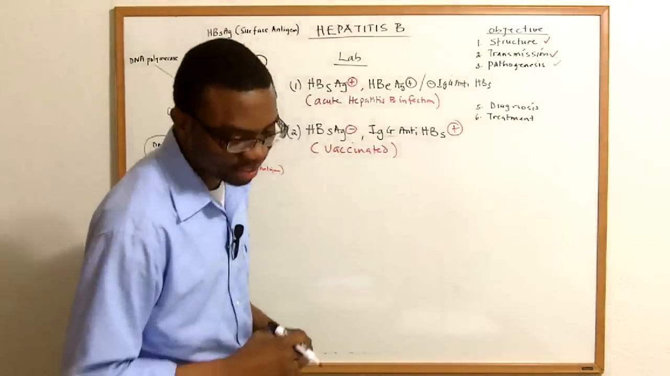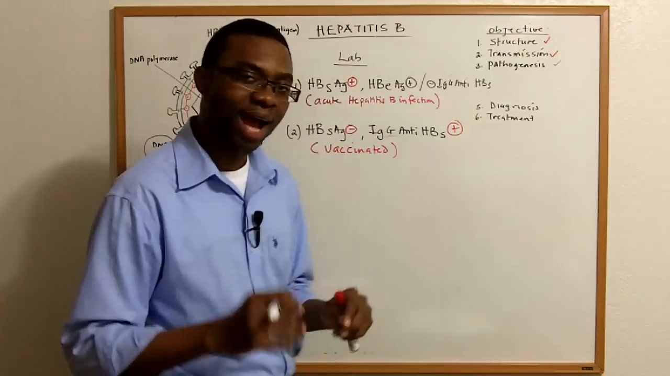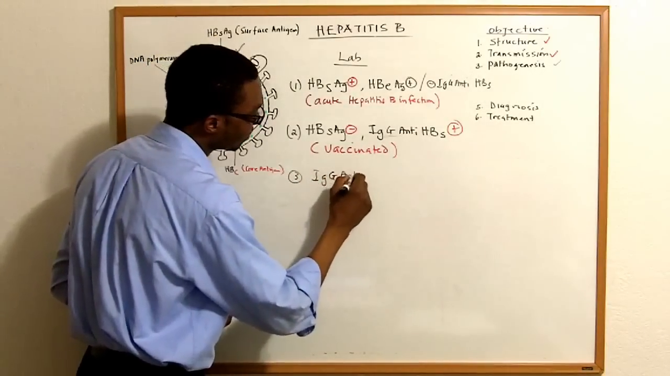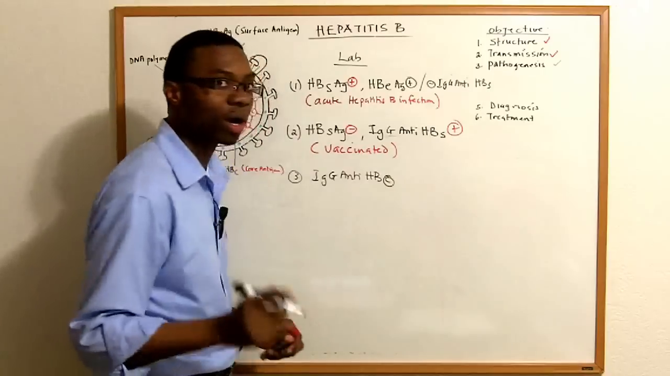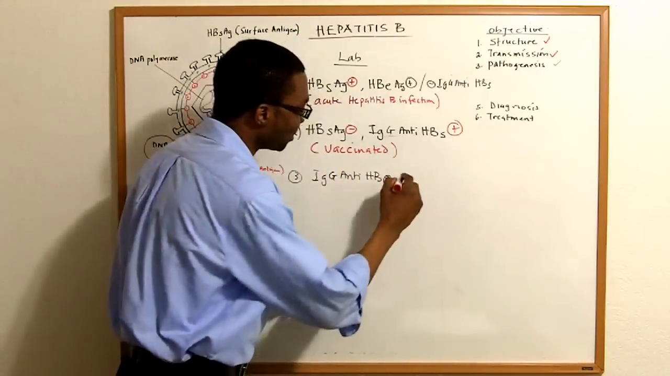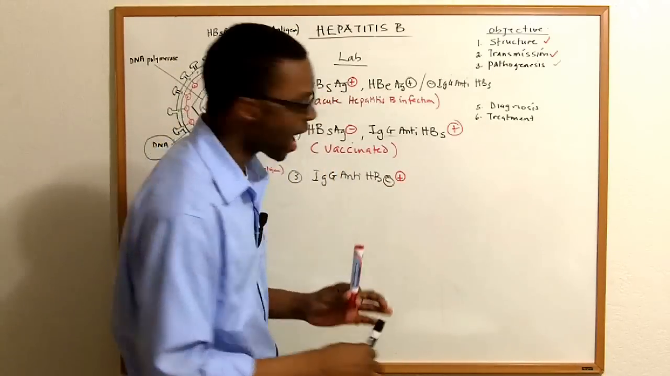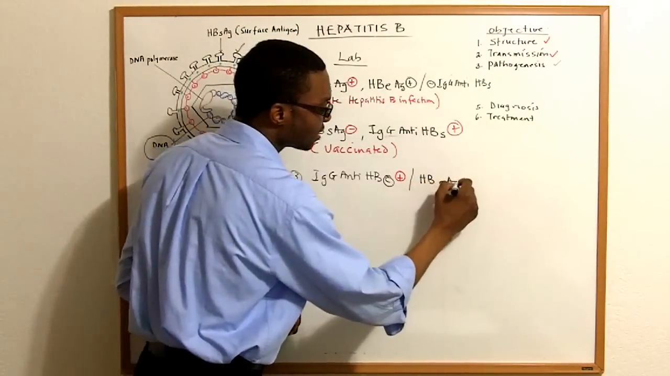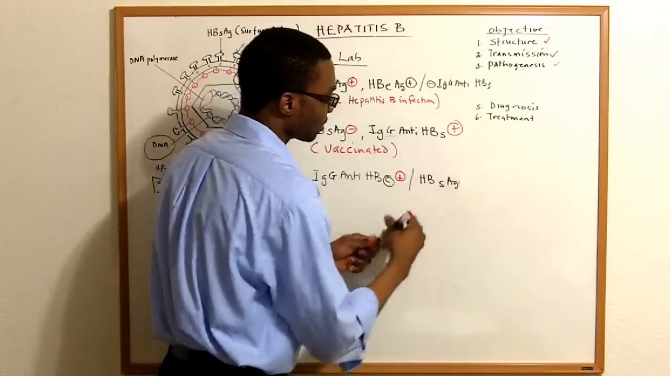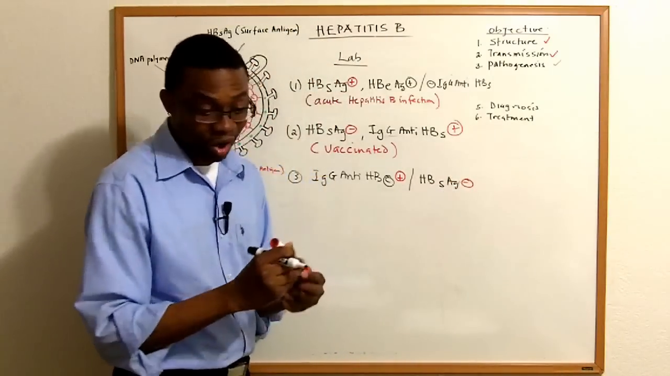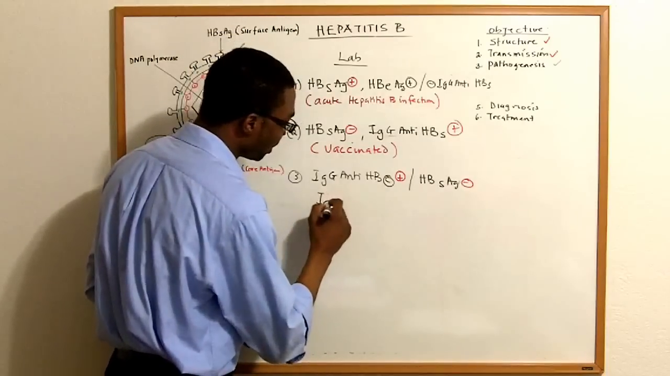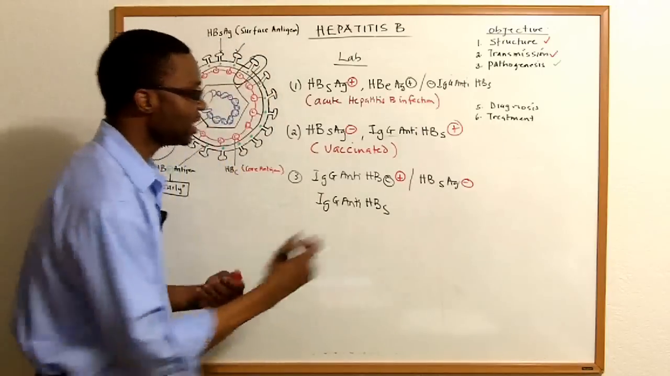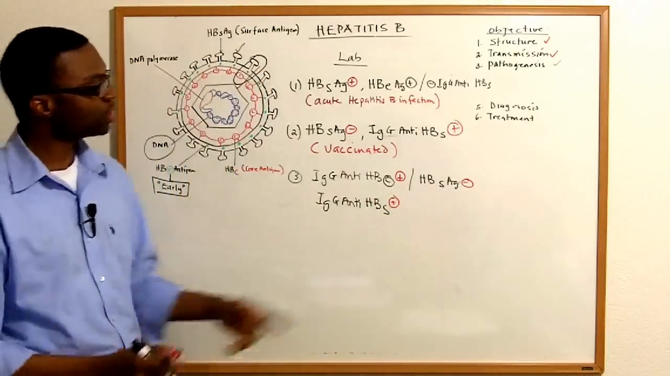This patient had an IgG anti-hepatitis B core. Their core was positive. They also have a hepatitis B surface antigen that was negative, right? Also, they have an IgG anti-hepatitis B surface antibody that comes back positive. What do you think the patient had?